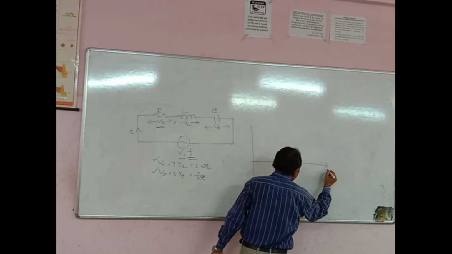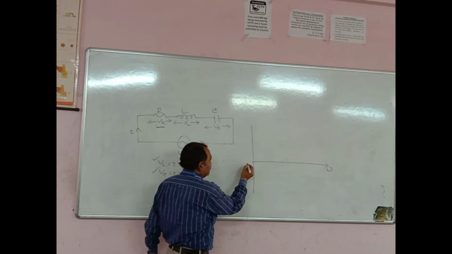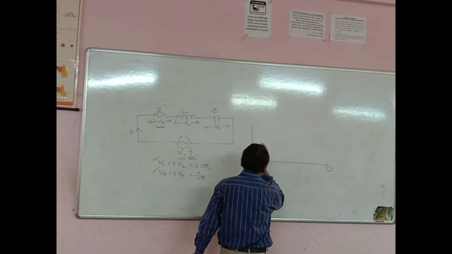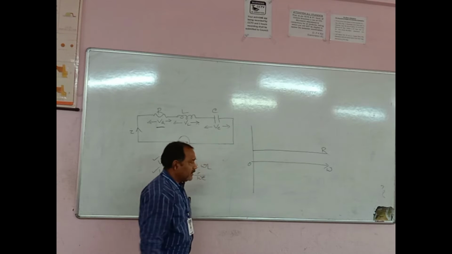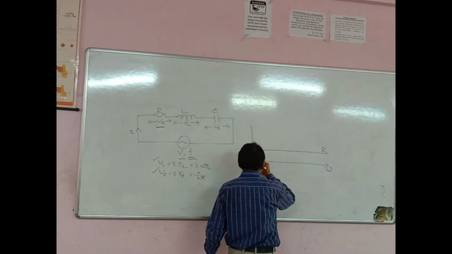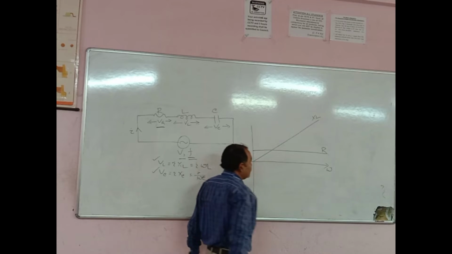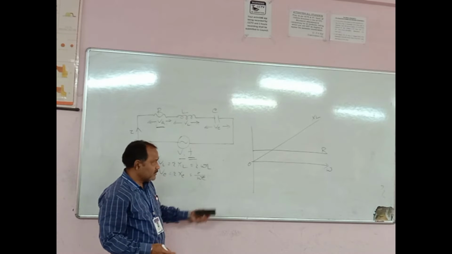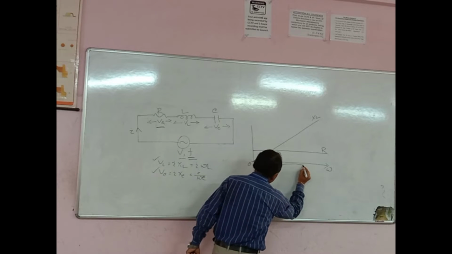this is your frequency, or you can say omega or f. Here it is 0. This is R. Now XL is directly proportional to frequency, so we can draw this as XL, and XC is equal to 1 by omega C, and that will be the negative portion. So the graph for XC becomes like this.